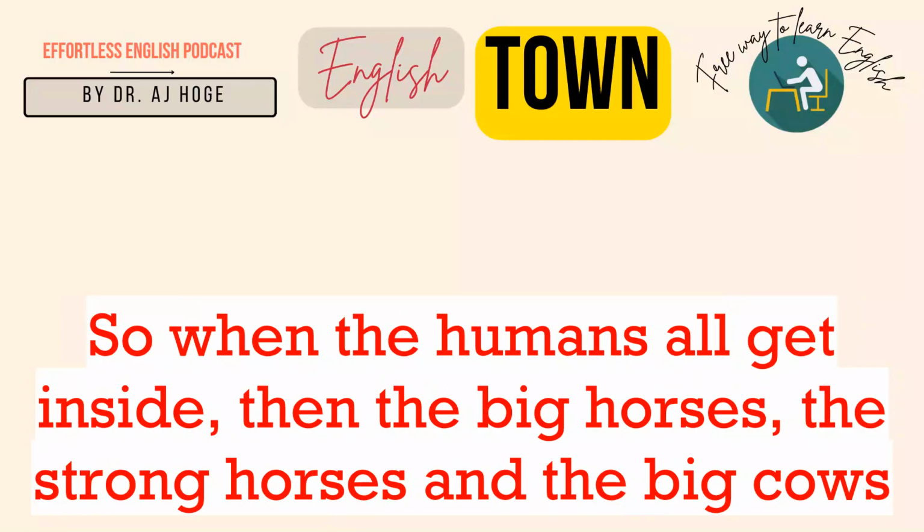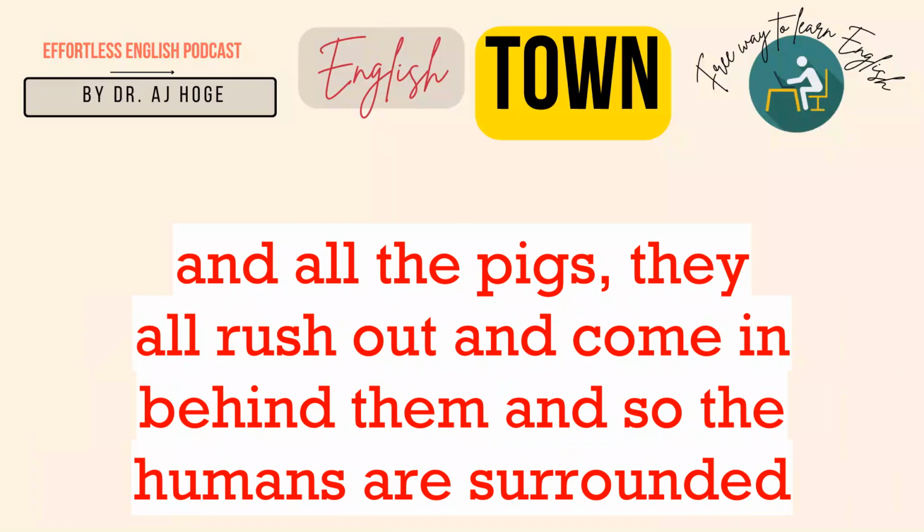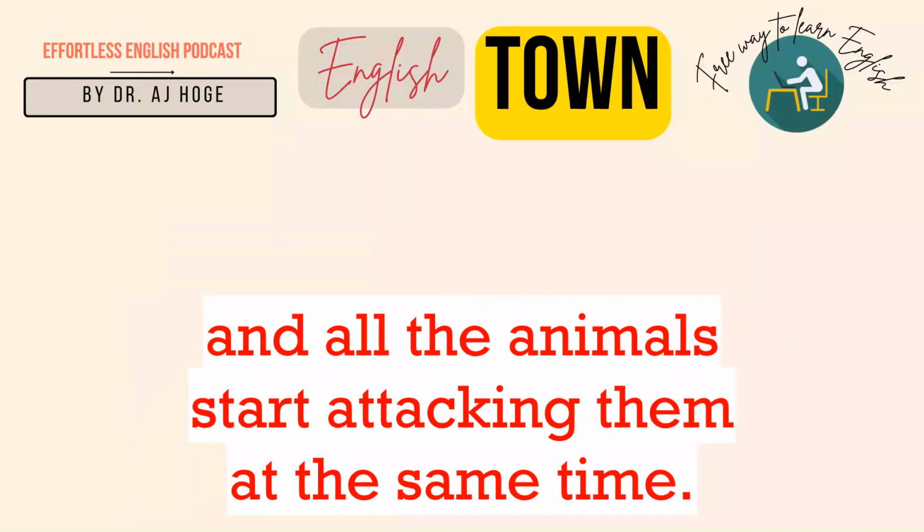So when the humans all get inside, then the big, strong horses, and the big cows, and all the pigs all rush out and come in behind them, and so the humans are surrounded, and all the animals start attacking them at the same time.